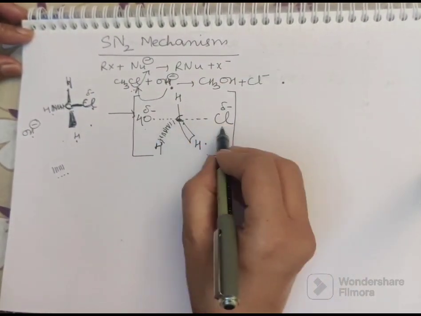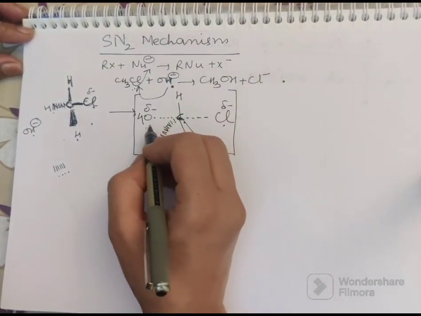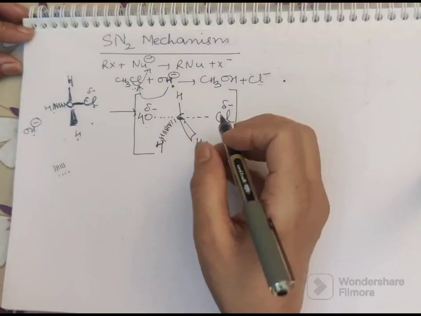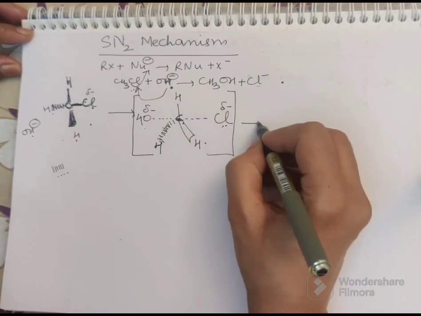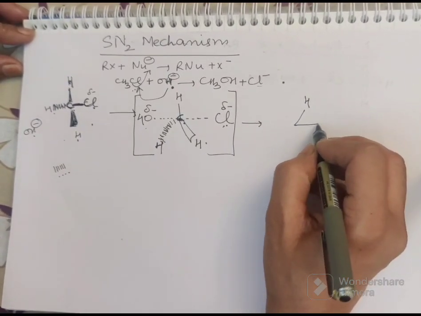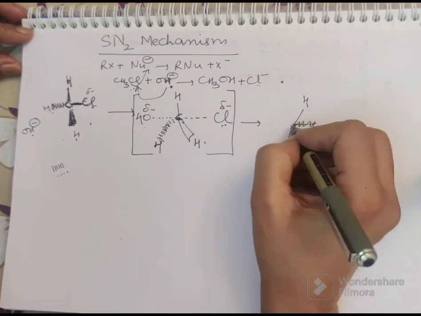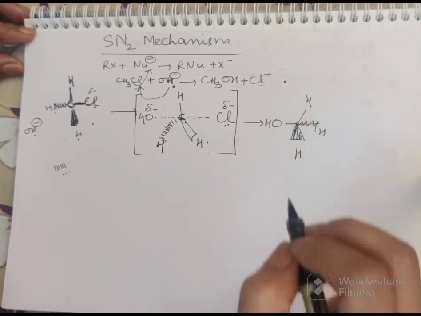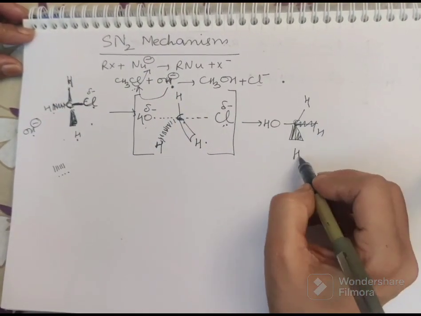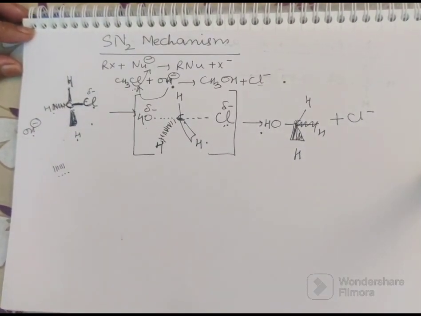Now what happens? Whichever is the better leaving group will leave. If Cl is the better leaving group, it will go. If OH is the better leaving group, the reactants will be regained. But Cl is a better leaving group. It goes away and we get H, we have hydrogen here, then this is another hydrogen, and we get OH bonded to it. So we started with CH3Cl, we got CH3OH, and Cl minus, the chloride ion, has been removed.